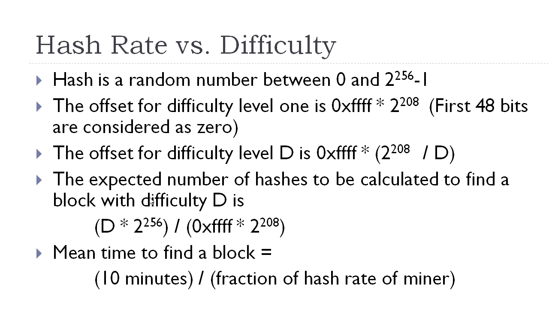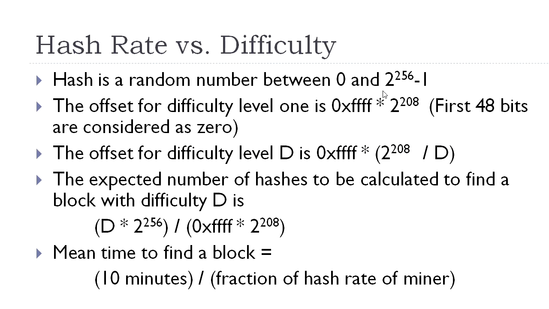Again, these points I have picked from the same book, Bitcoin and Cryptocurrency Technologies by Arvind Narayanan. But they have given it as completely theoretical. I have taken the core points and am presenting them here. A hash is a random number between 0 and 2 power 256 minus 1. The reason is Bitcoin uses the SHA 256 hash function.